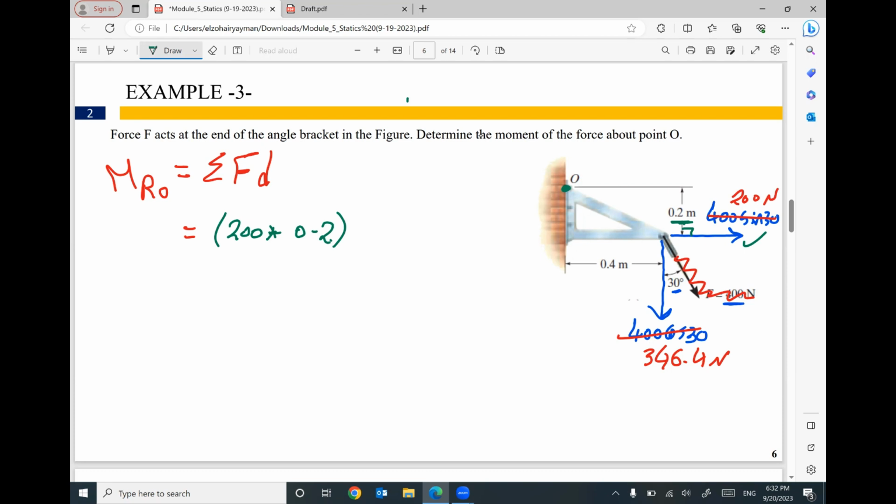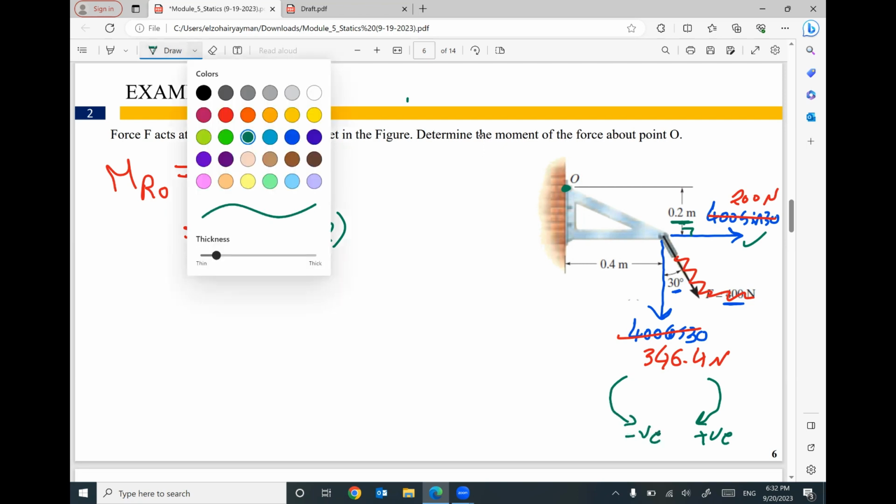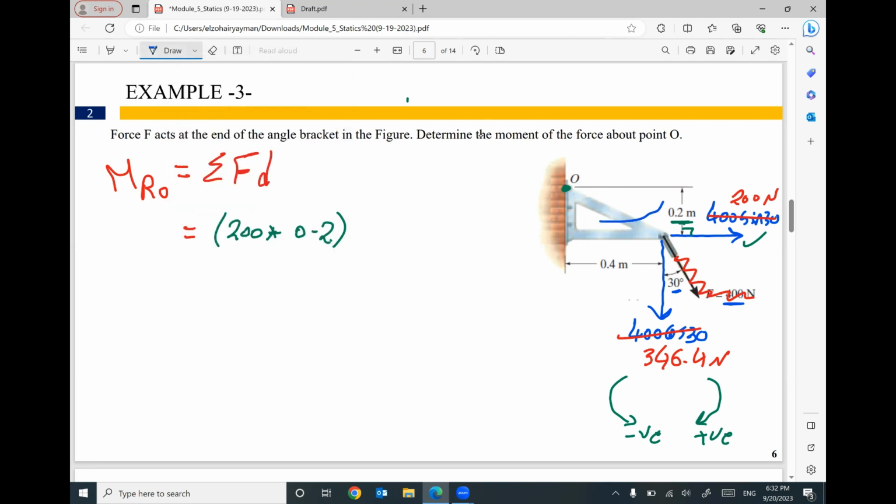I will assume clockwise is positive, so counterclockwise will be negative. Let me ask you a question. This force 200, if you let it move and rotate to create a circle, I think it will move and rotate like this, because the force would like to move to the right and then rotate, so it will rotate counterclockwise. This direction will be negative.